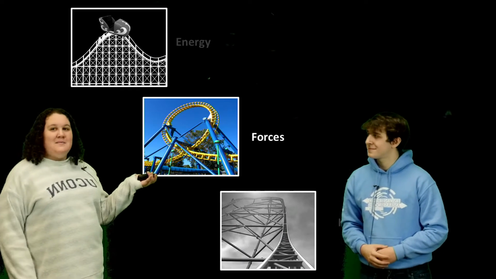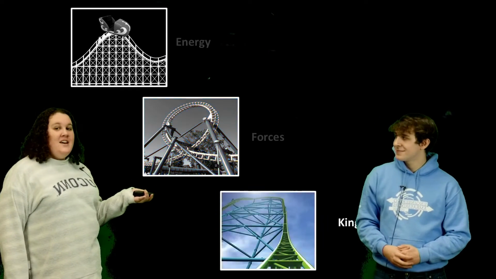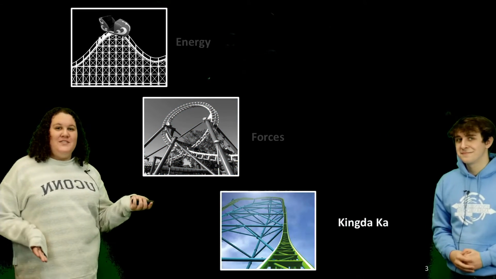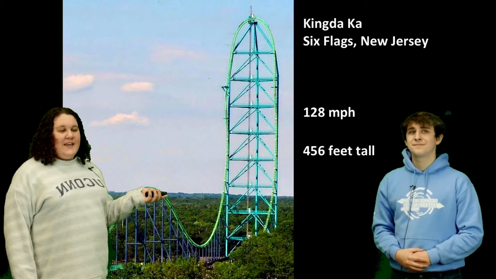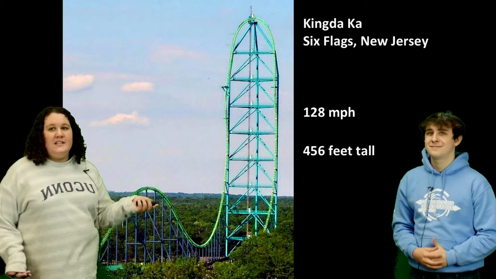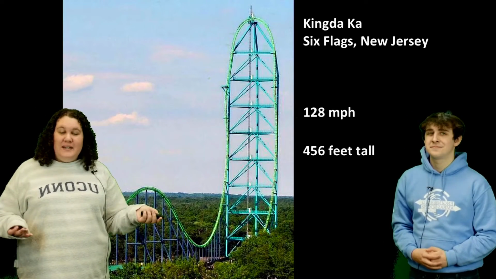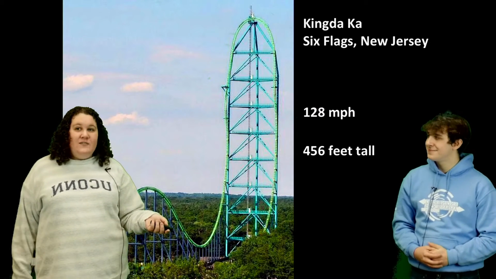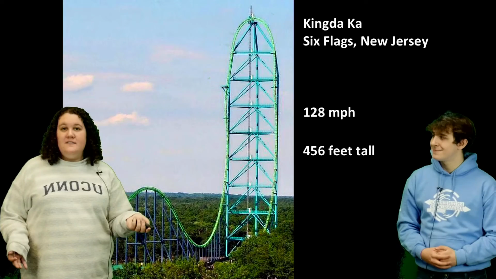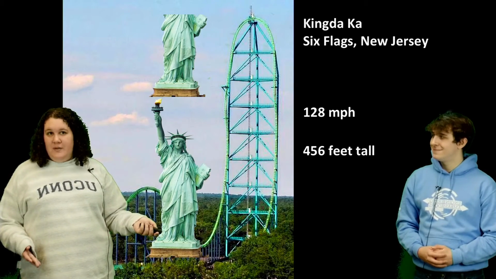So now that we've talked about energy and forces, we're going to apply this to the largest roller coaster in the world, the Kingda Ka. The Kingda Ka is located in Six Flags in New Jersey. It's pretty close to us. It reaches speeds of 128 miles per hour in 3.5 seconds. It's 456 feet tall, and just to put this in perspective, that's 1.5 Statues of Liberty. So all right, let's get riding.